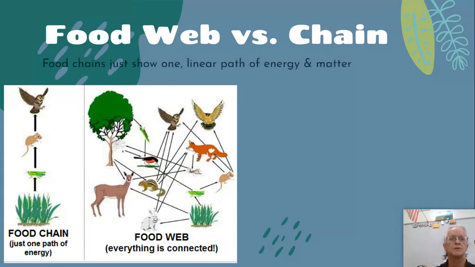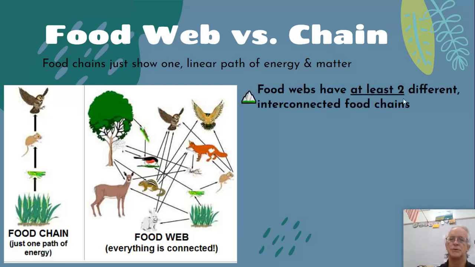Food web versus food chain. A food chain just shows one linear path of energy and matter, from the grass to the grasshopper to the mouse to the owl. Whereas in a food web, there are at least two different interconnected paths: the grass to the grasshopper to the mouse to the owl, but also the grasshopper to the robin, and so forth to the owl. So going from here to here to here is one food chain.